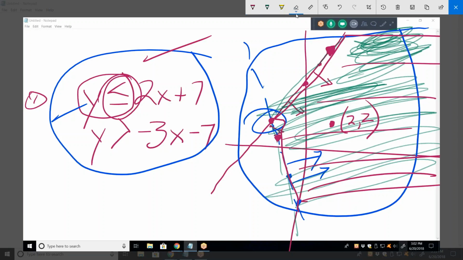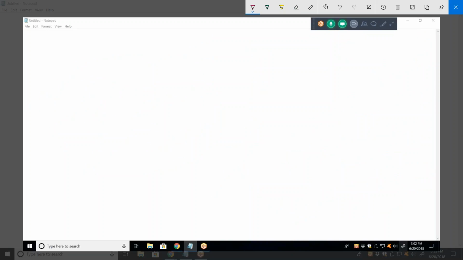So I have another one. Okay, this one is y is greater than or equal to 2x minus 5. And then it's y is less than negative 5x minus 6.